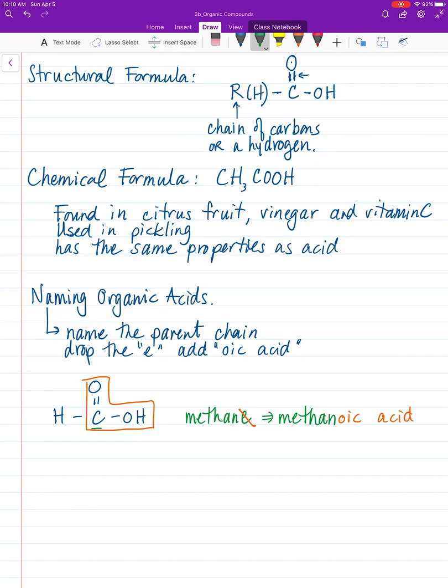Let's try another one. So let's try this one here. So now the terminal group doesn't always have to be to the right. We could actually write it this way. Oops. Wrong color. So we could also write it this direction as well.